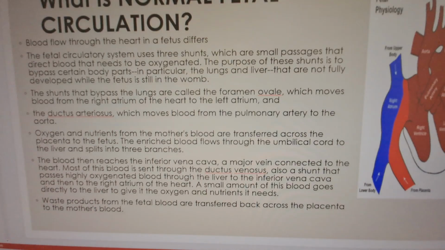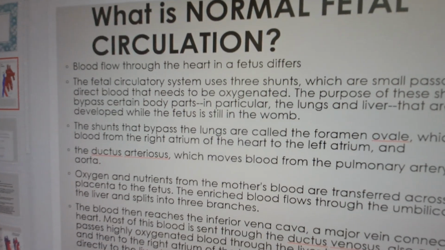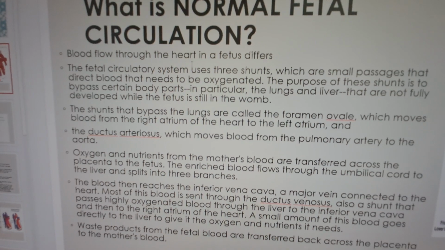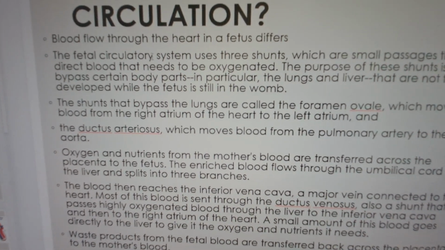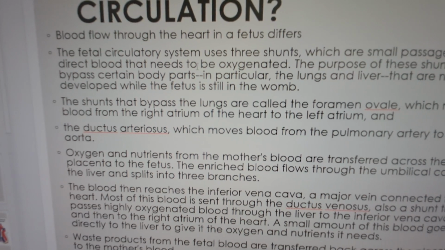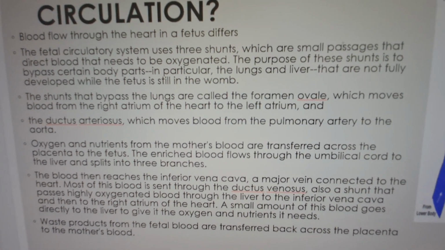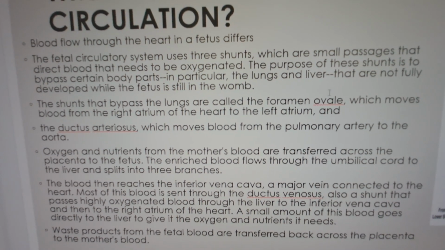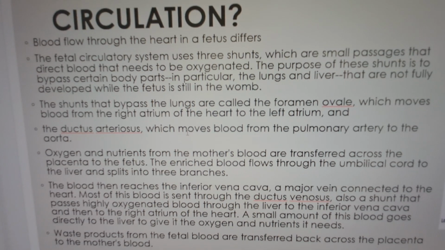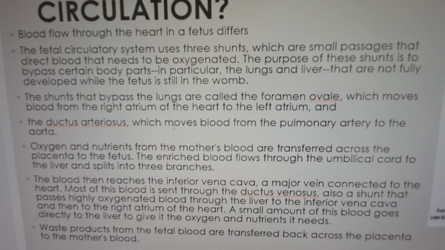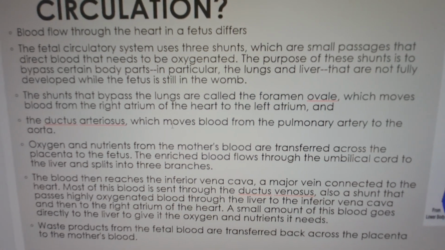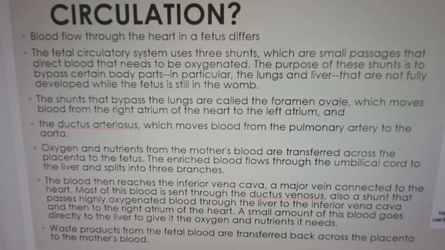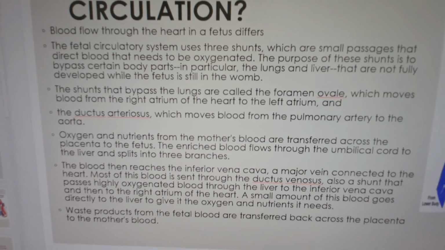So first we have to briefly review the normal fetal circulation. As we know, the blood flow through the heart in the fetus is different. The fetal circulation system uses three shunts, which are small passages that direct blood that needs to be oxygenated. The purpose of these shunts is to bypass certain body parts, in particular the lungs and the liver, that are not fully developed in the fetus, the baby in the womb.